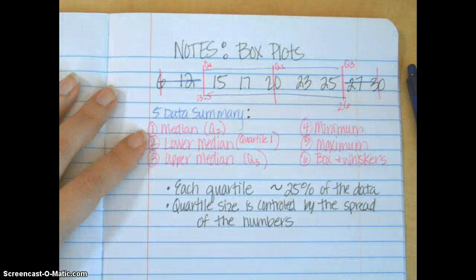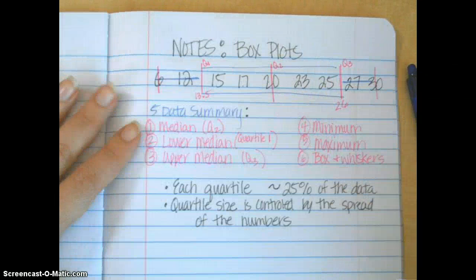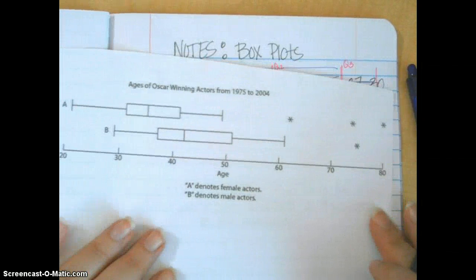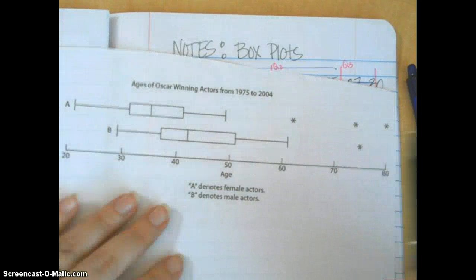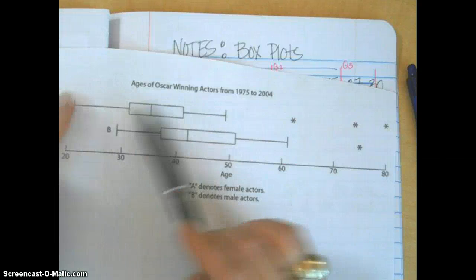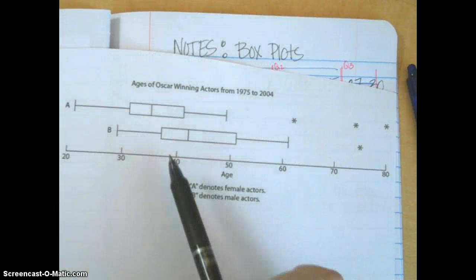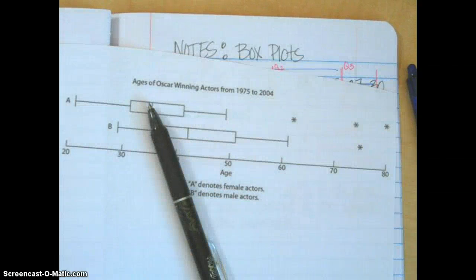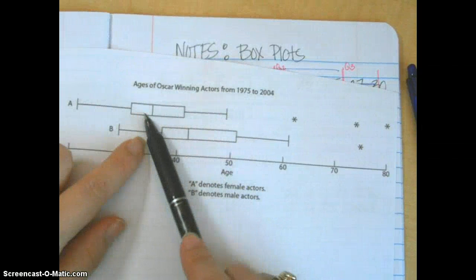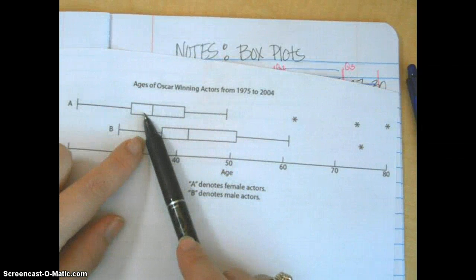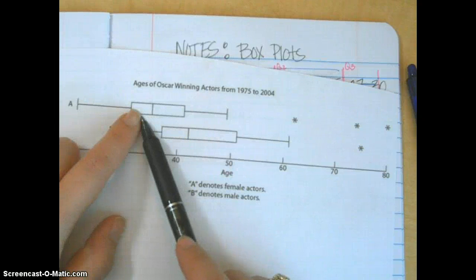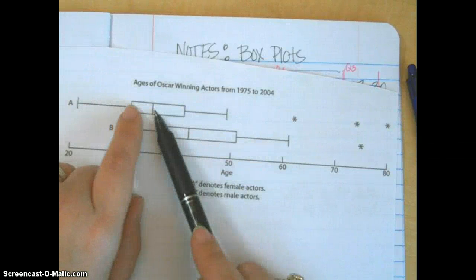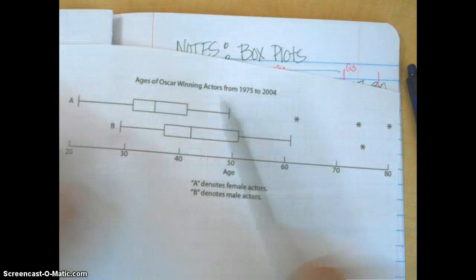Okay, each quartile is approximately 25%, but the actual size is controlled by the spread of the numbers. Looking at this one, each piece is still 25%, 25%, 25%, 25%. Don't get confused and say, oh, this is the smallest, so it has the smallest amount of data. Just because it's the smallest does not mean it has the smallest amount of data. It actually means the numbers are closer together. Where the pieces are real long, the numbers are further apart. So numbers close together, numbers far apart, still has the same amount of data.